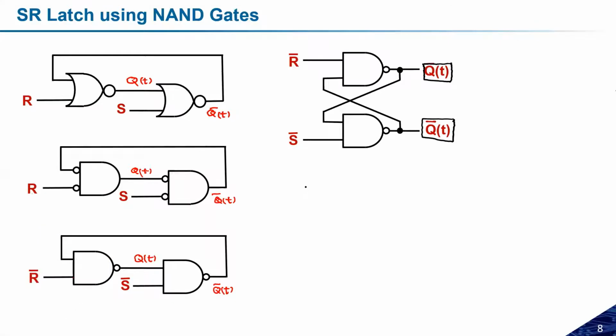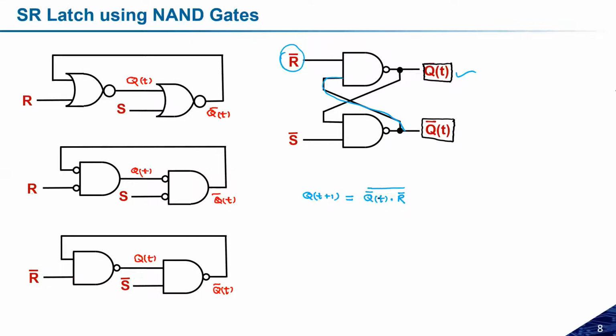Let us try to write the QT plus 1 expression, which is the next state. I'm just interested in calculating this QT plus 1, and it depends on the R bar and this input, which is the QT bar. NAND means we simply multiply and take the complement. So the QT complement into R complement, complemented, will be the QT plus 1.